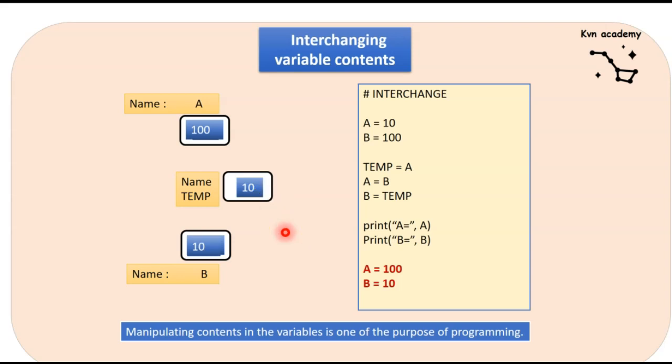If you don't use a third variable temp, a value will get destroyed while exchanging. So without destroying, we have exchanged the two values. So when we print A and B, A will be printed as 100 and B will be printed as 10. And more, we should remember that programming is mainly manipulating values, the contents in the variables. That is one of the purposes of programming we should remember. In the next section, we will see the actual working of this interchanging program.